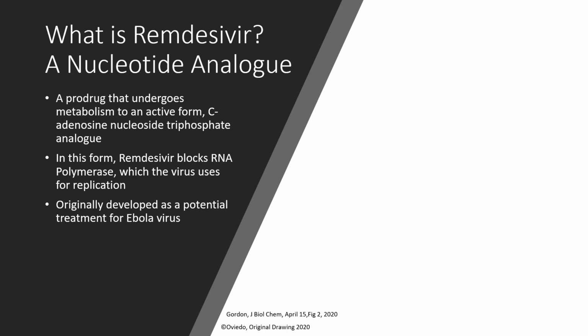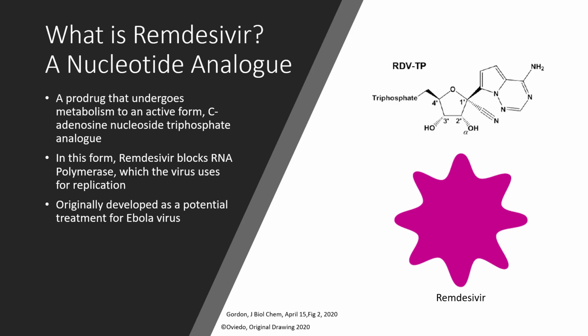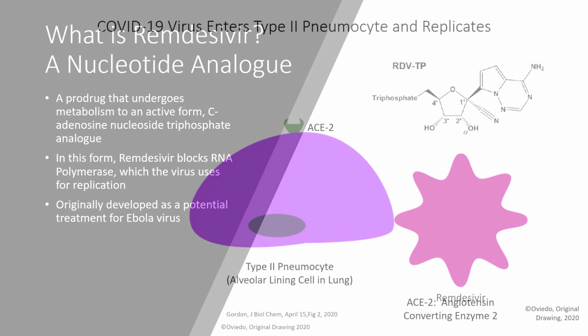Remdesivir was originally developed as a potential treatment for Ebola virus. This is the chemical formula of the active form of remdesivir. For today's discussion, I'm going to use this pink form to represent remdesivir.